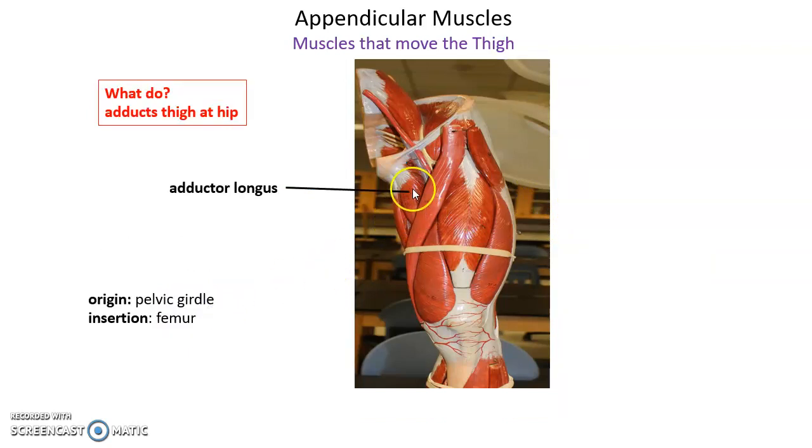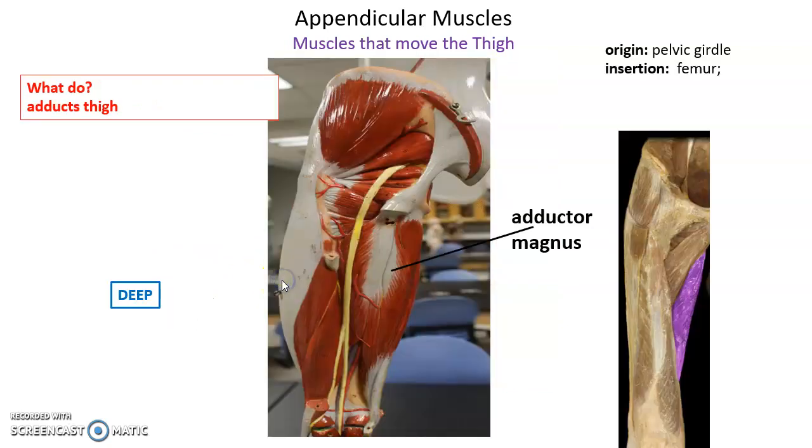We also have adductor longus, a bigger muscle. Adductor longus's origin is the pelvic girdle, inserts into the femur, and it also, surprise, surprise, helps to adduct the thigh at the hip. If we go on a posterior view or an anterior view, either way, this muscle, adductor magnus, is underneath adductor longus.